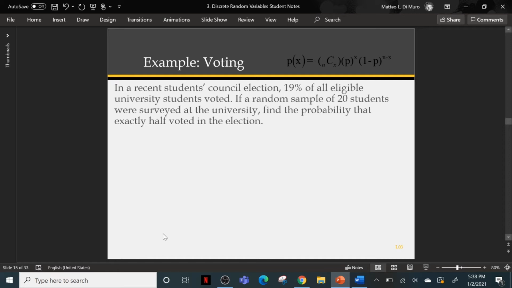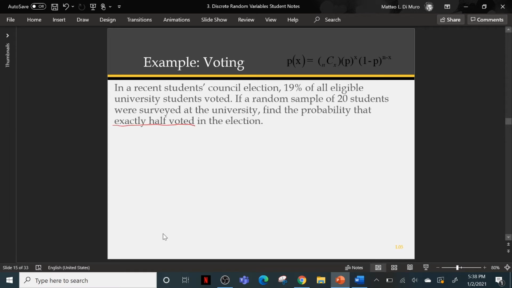So here's an example in voting that is going to be a binomial distribution problem. In a recent Students' Council election, 19% of all eligible university students voted. If a random sample of 20 students were surveyed, find the probability that exactly half voted in the election.